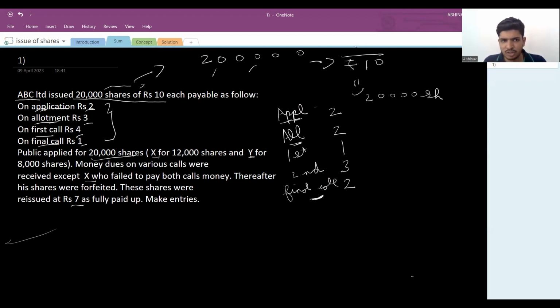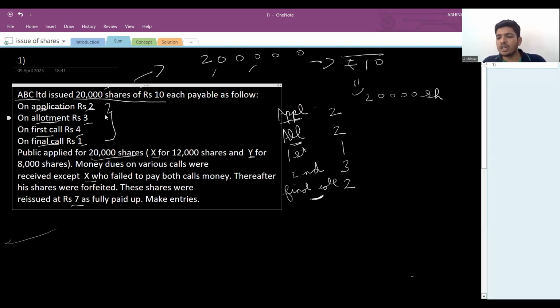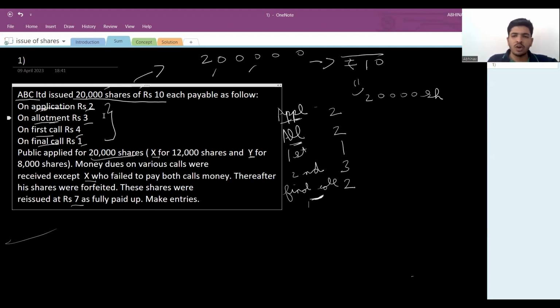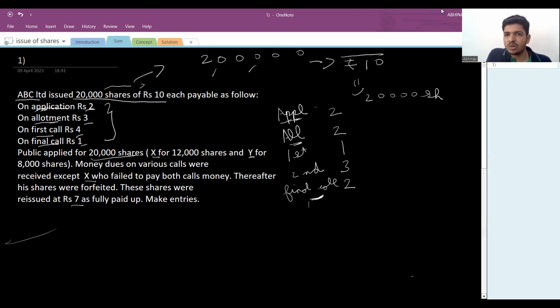Now, basic concept, understood? These installments are actually paid at different points of time, like after a few months. So it becomes easier for people to subscribe so that they don't default. Don't allow any other doubt to come in your mind for now. This much is enough for the concept right now.